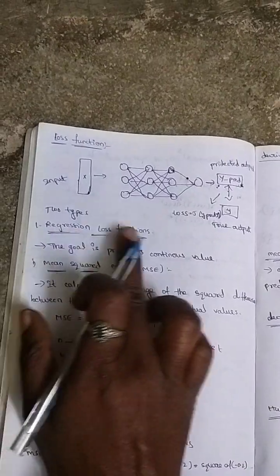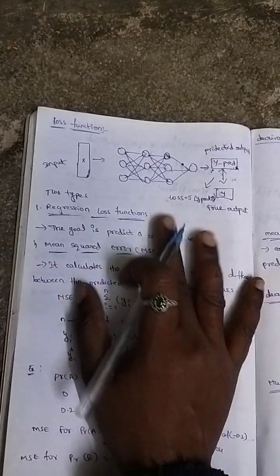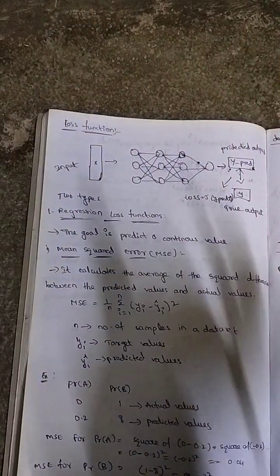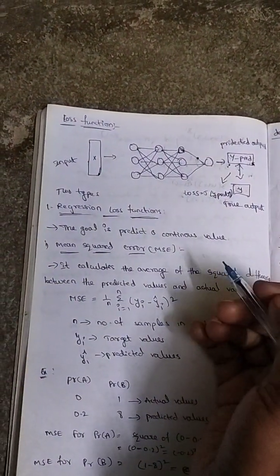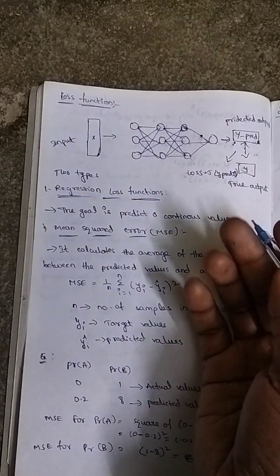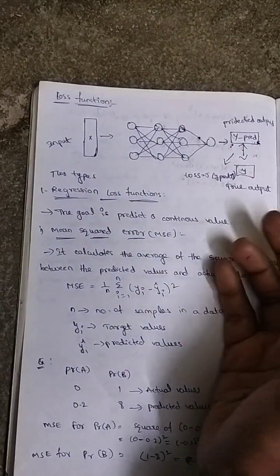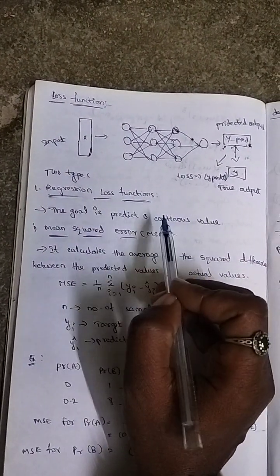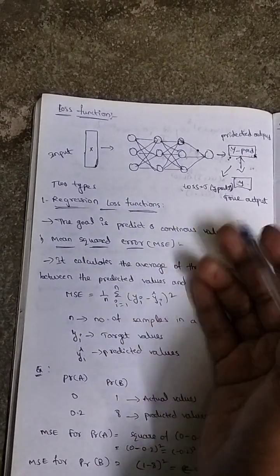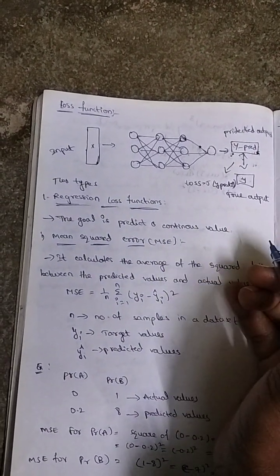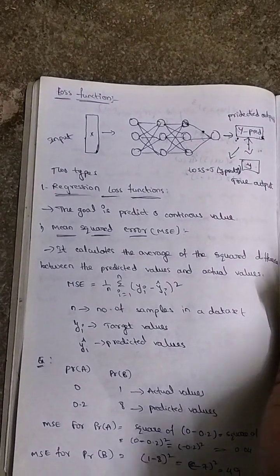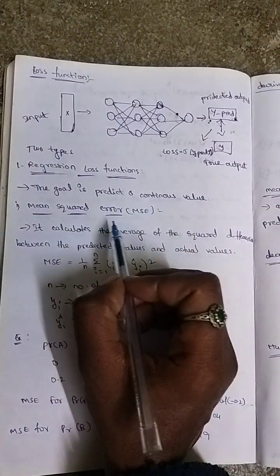Several loss functions are used in regression, like mean absolute error, mean squared error, Huber loss, and log cosh loss. These are all regression loss functions, and each has its own characteristics and is suitable for different scenarios. In regression loss functions, the first one is mean squared error.